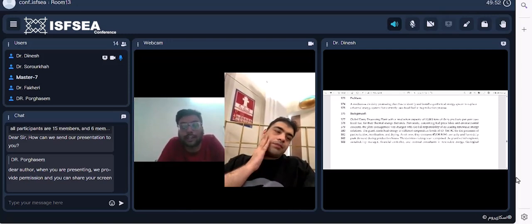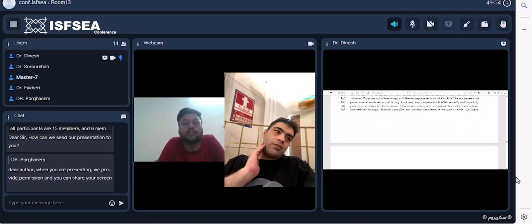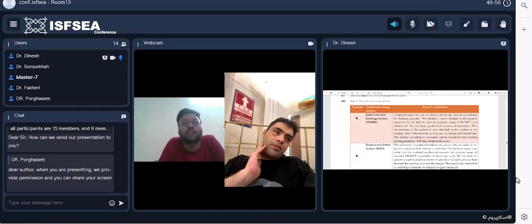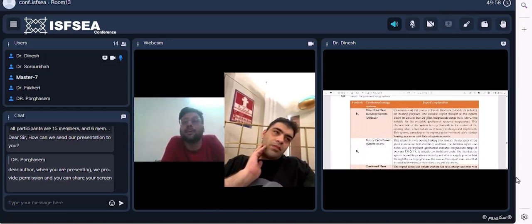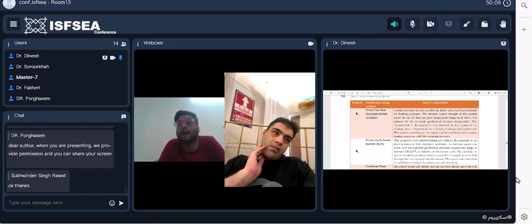Here are some criteria we used for geothermal energy. The first one is the direct use heat exchange system. Expert explanation: chosen because it is suitable for direct use in the dairy industry for heating purposes. The decision expert thought of this system based on the fact that the plant temperature range was suitable for the available geothermal resource temperature.